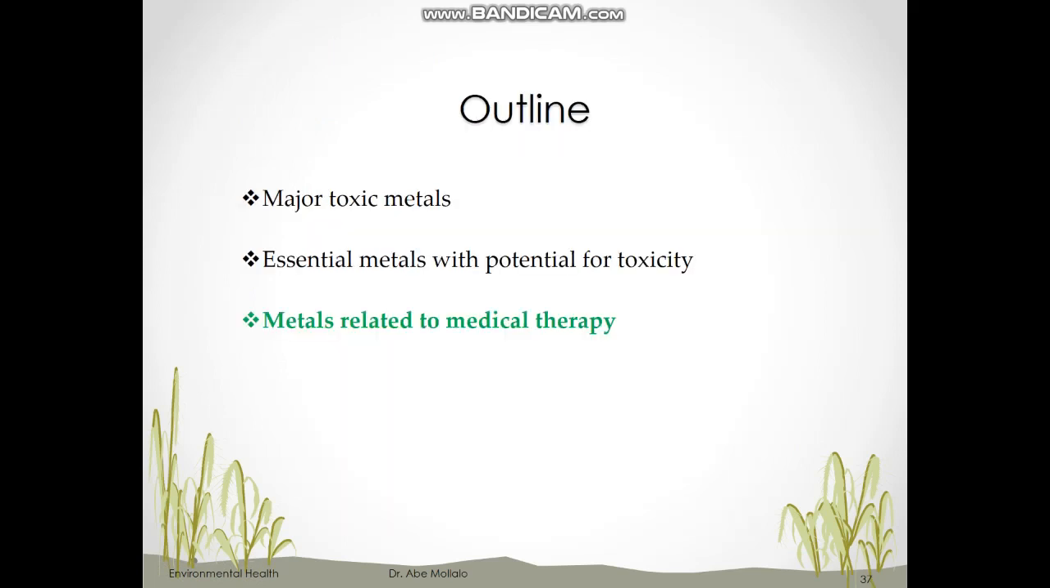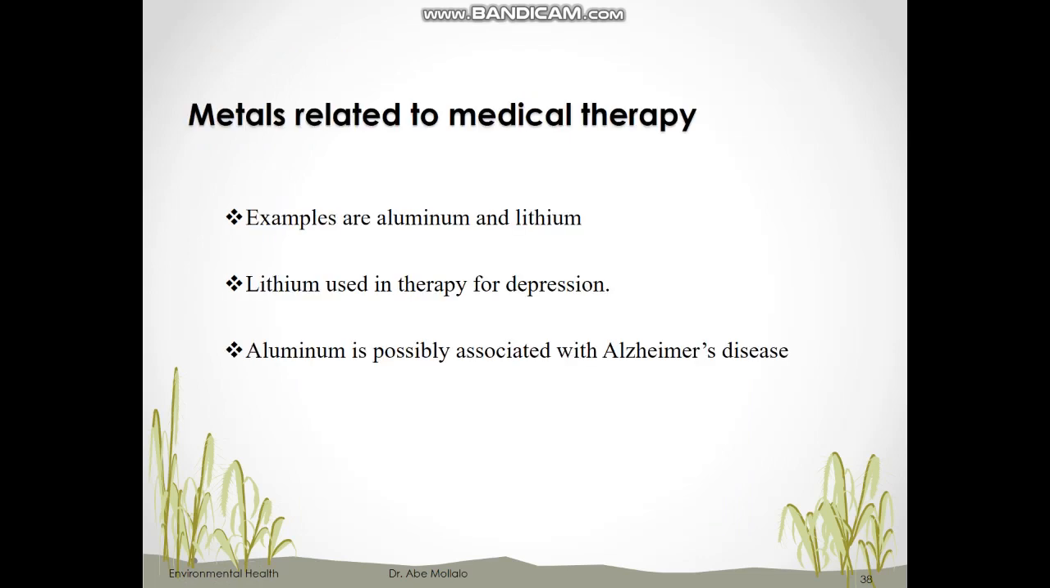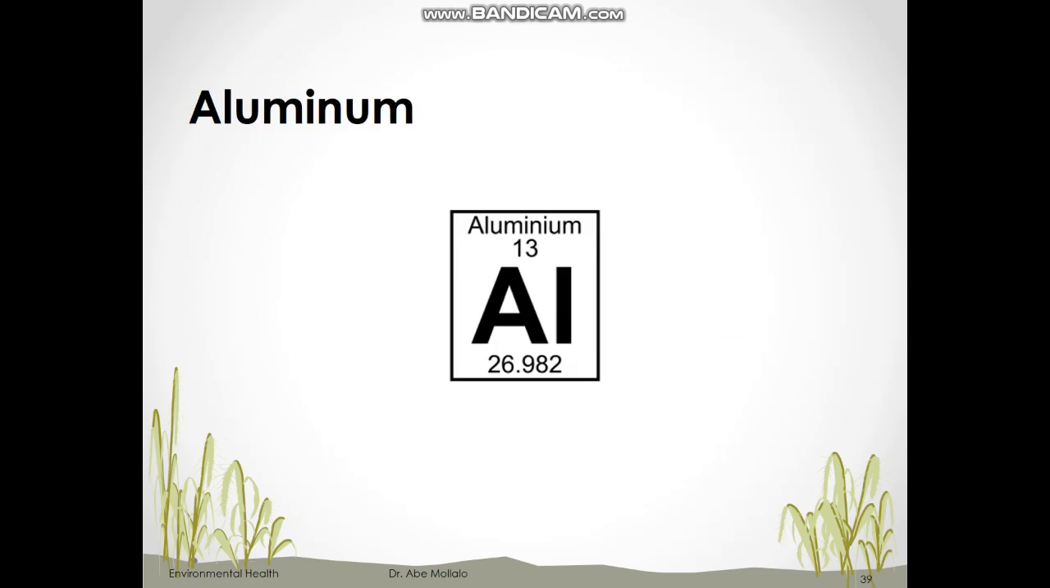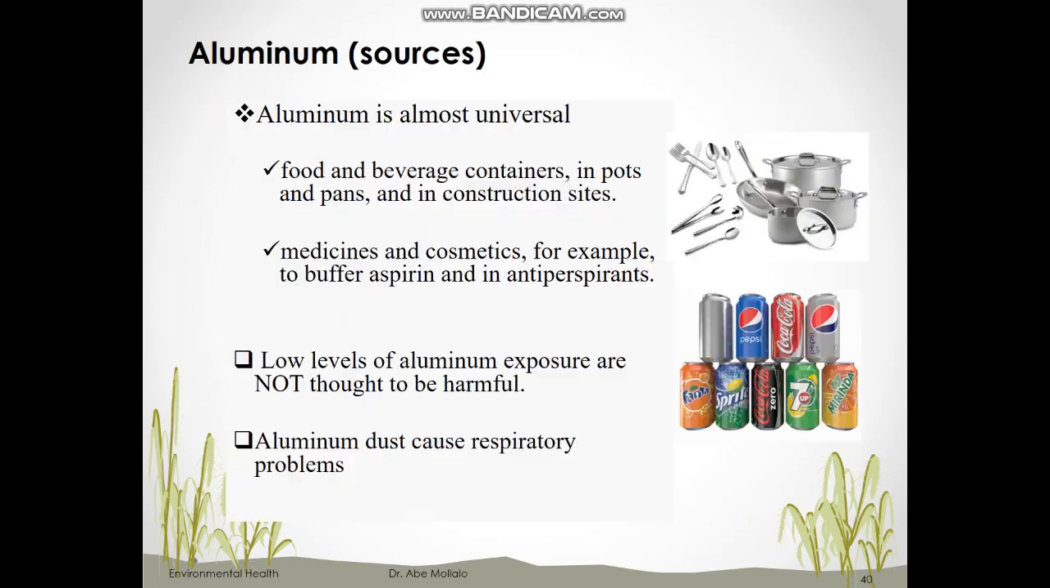Finally, the third group is heavy metals that are used in medical therapy. Two well-known heavy metals in this category are lithium and aluminum. Lithium is used for depression therapy, and aluminum is a recyclable metal and has very low weight. Aluminum has numerous useful properties, but the most important one is that aluminum is thought to be associated with Alzheimer's disease. In this module, we will only talk about aluminum.